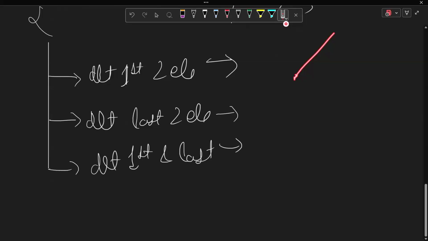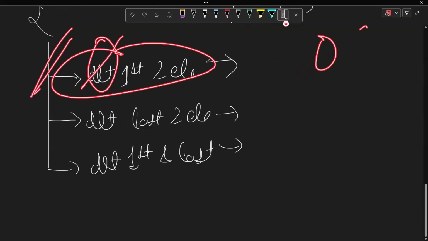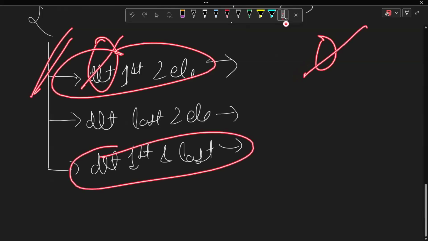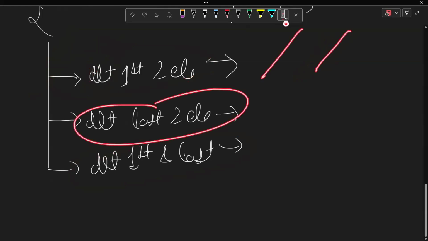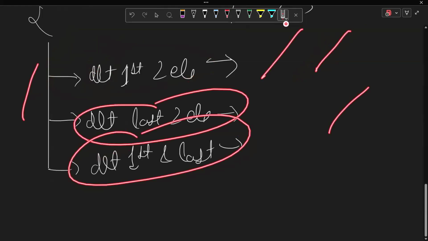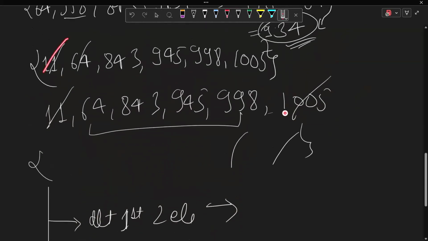And if you're deleting, let's say, the first element, then the only option you have is to delete the second element or the last one. After the first, if you delete the second, it's the first case. After the first, if you delete the last, it's this third case. And if you start deleting from the end, then either you would delete the last two or the first and last. I hope it's clear why only three cases would be there: either first and last, or first two, or last two.